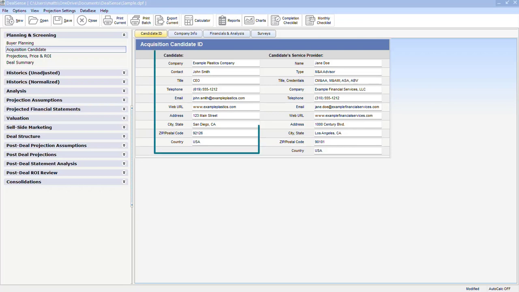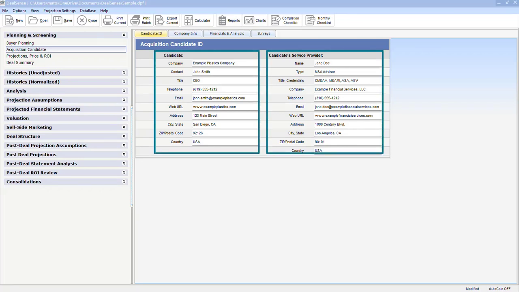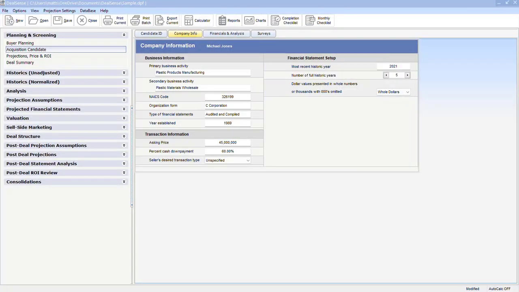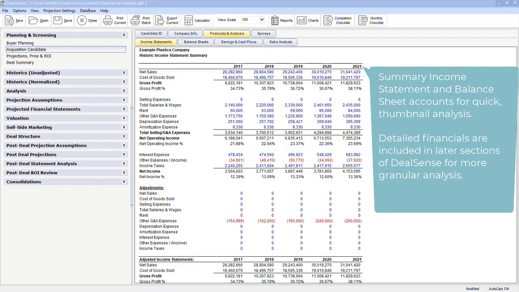The first step is to enter the candidates and their advisor's contact information, along with basic information about the business and the number of years of financial info that you will be entering. Because the deal planning and screening module is intended for quick thumbnail analysis, the number of available income statement and balance sheet accounts are intentionally set at a minimum. Elsewhere in DealSense, you have more line items to work with for a much more granular analysis.